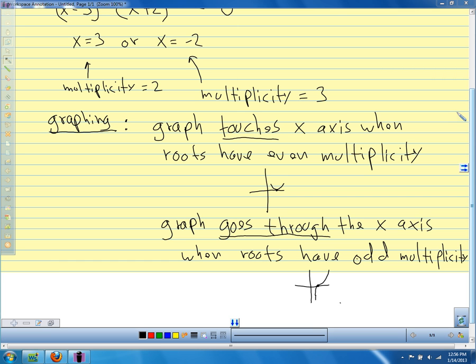For y equals x squared, x equals 0 has multiplicity 2. So for a parabola, we know y equals x squared just touches the x-axis at x equals 0. And we know y equals x to the third has multiplicity 3, so x to the third goes through the x-axis at x equals 0. Those are two examples we're familiar with of the multiplicity of roots.